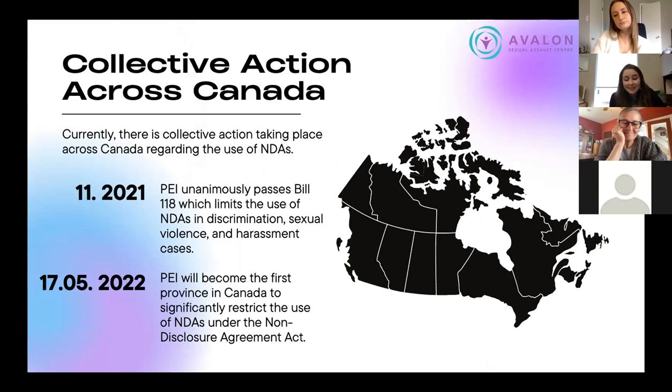But on May 17th of this year, PEI, which is our smallest province, will be the first province in Canada to significantly restrict the use of NDAs under the Non-Disclosure Agreements Act, which is Bill 118. This bill was passed unanimously in November 2021 and will limit the use of NDAs in discrimination, sexual violence, and harassment cases. And similar work is being done across the country right now to implement similar legislation. So that's happening in Manitoba, in BC, and right here in Nova Scotia, which we will be talking more about and how you can be a part of it.